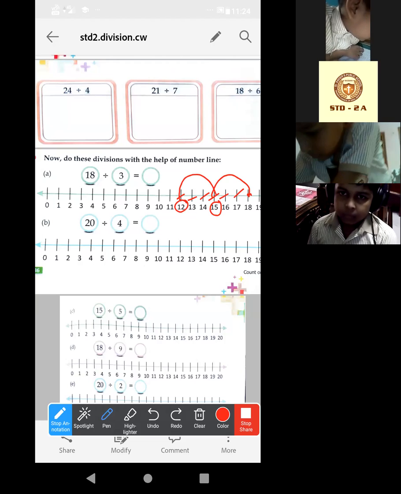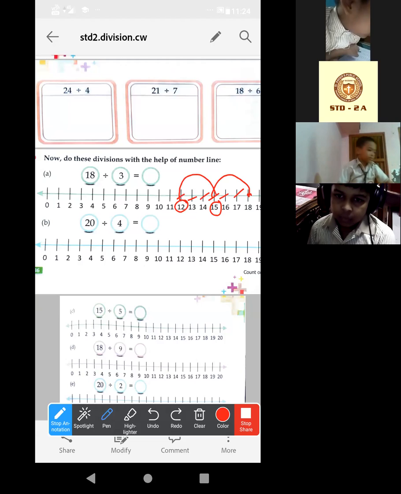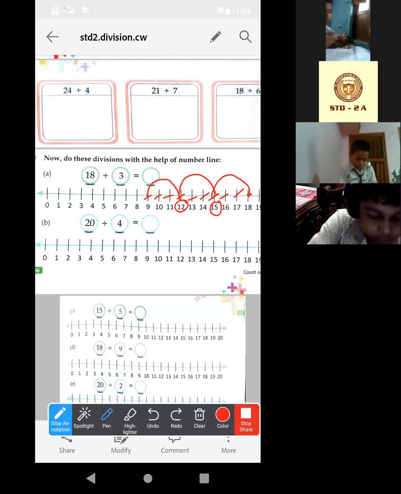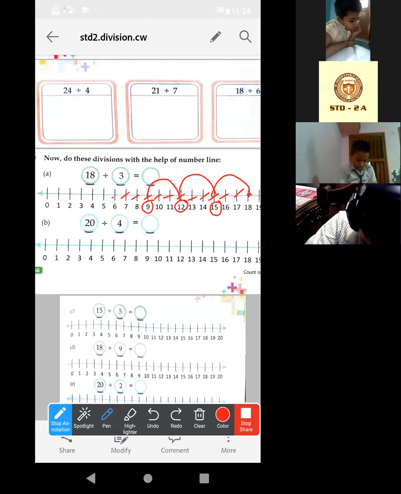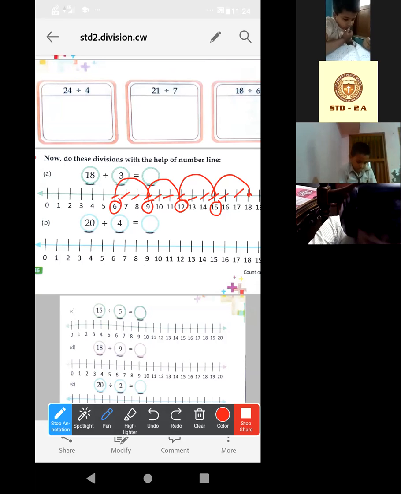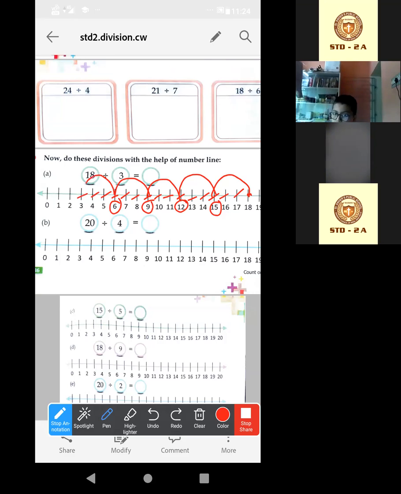Now the third jump, okay. 3 steps we have to jump. Look, we reached 9. Another 3 step jump. Another 1, 2, 3 steps. We have to jump. We reached 6. Next jump, from 6 we reach 3. And we continue the process until we get 0.